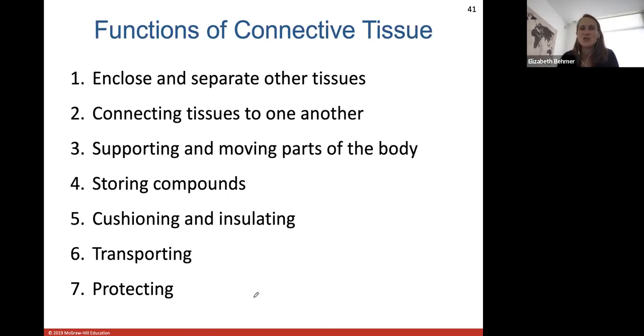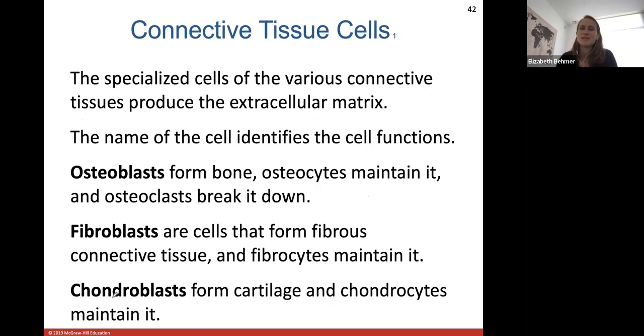Functions of connective tissue: it will enclose and separate other tissues. It will connect tissues to one another. It will support and move parts of the body, like your bones. It will store compounds, like your adipose tissue. It will help to cushion, insulate, transport blood, and protect. The specialized cells of the various types of connective tissue produce what we call the extracellular matrix, and the name of the cell will identify the cell function.